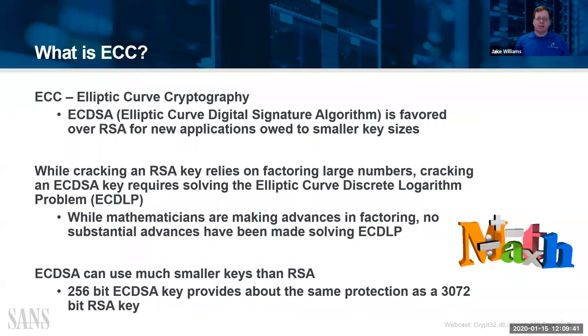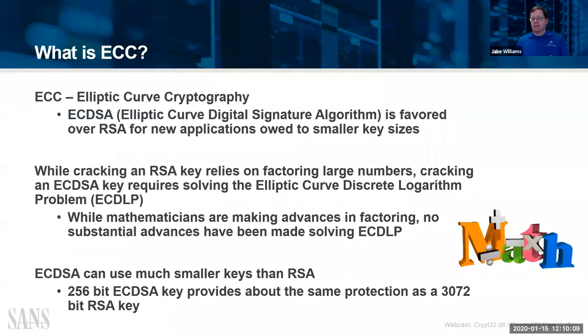So the traditional asymmetric cryptography is RSA, right? And RSA relies on factoring ridiculously large numbers, whereas cracking an ECDSA key involves solving the elliptic curve discrete logarithm problem. And mathematicians have been making huge advances in factoring, Gaussian sieves, et cetera. There haven't really been substantial advances in solving ECDLP.